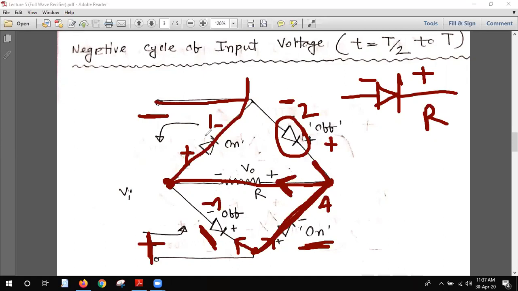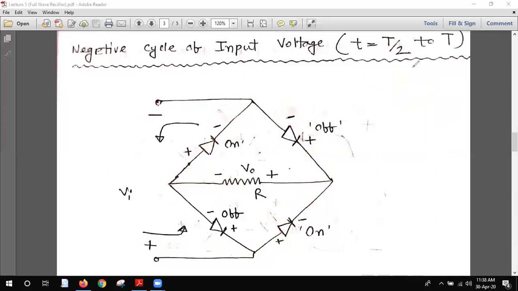So you see that in this 4 diode configuration, 2 diodes are on in the positive cycle, and the opposite 2 diodes are on in the negative cycle. So we always get the voltage across the resistance. That is the purpose of the full wave rectifier, to get the voltage in both the positive cycle and the negative cycle, and we get the whole input voltage vi across the resistance, that means output vo. So that is the conduction process during the negative cycle.